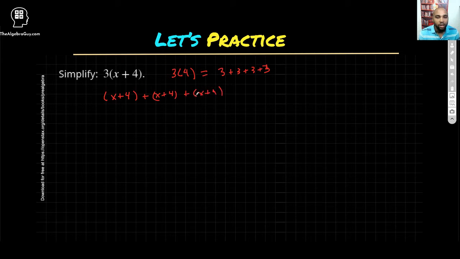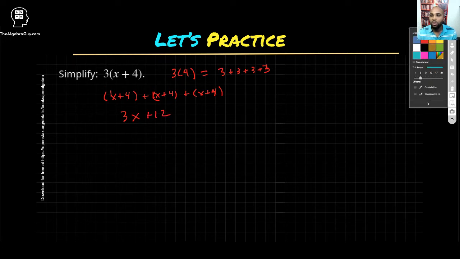Now, I'm not using the distributive property yet. I'm only illustrating to you what's really going on. I'm going x plus 4 three different times. And you're going to end up adding all your x's: 1x, 1x, and 1x. That gives you 3x. And 4 plus 4 plus 4 is 12. And there's your answer.